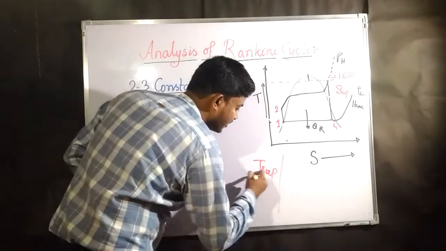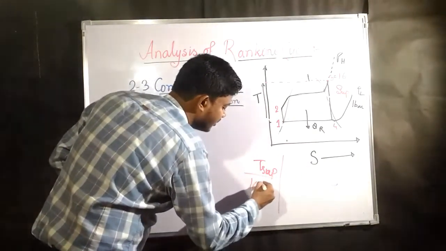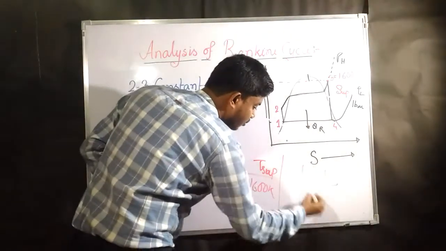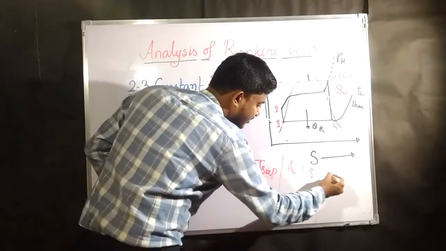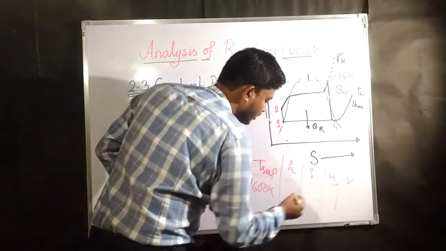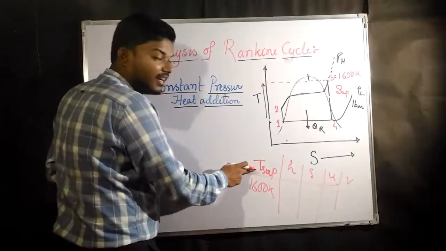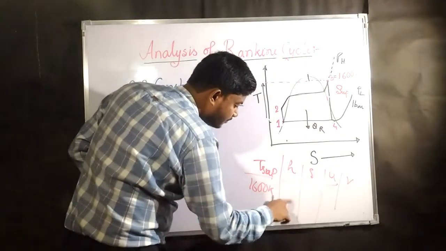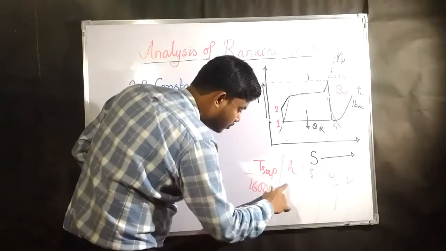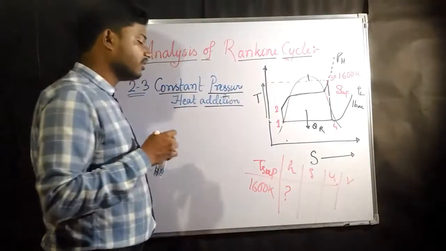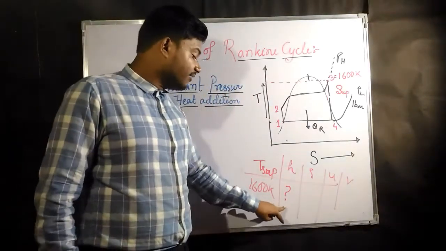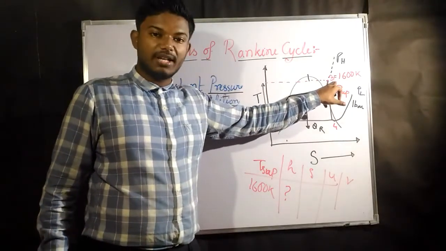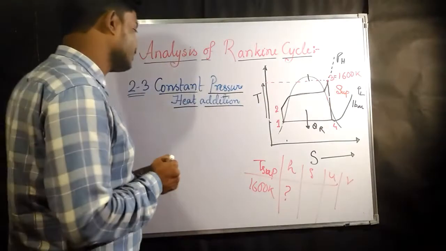Okay, so after that, you will find somewhere there is 1600 Kelvin. In 1600 Kelvin they will always give you the H, S, U, V, all the things will be given. So at the superheated region, what would be the enthalpy? There would be one value. That value is nothing but going to be the enthalpy at point 3.